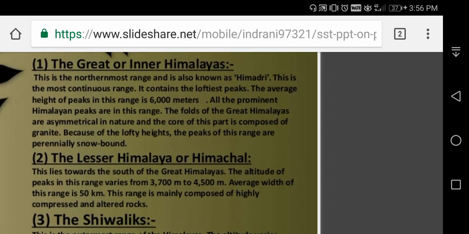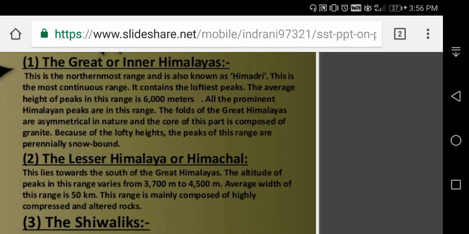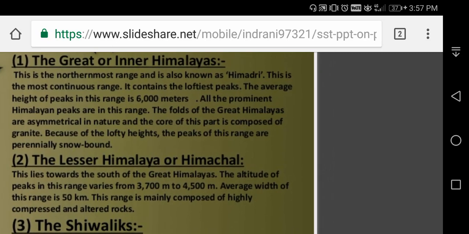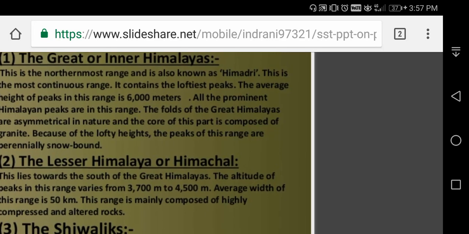This is the northernmost range and is also known as Himadri. Okay, the northern side, Kashmir and all included. This is the most continuous range. It contains the loftiest peaks. The average height of the peaks in this range is 6000 meters. All the prominent Himalayan peaks are in this range. The folds of the Himalayas are asymmetrical in nature. Asymmetrical, okay, not the same. And the core of this part is composed of granite.